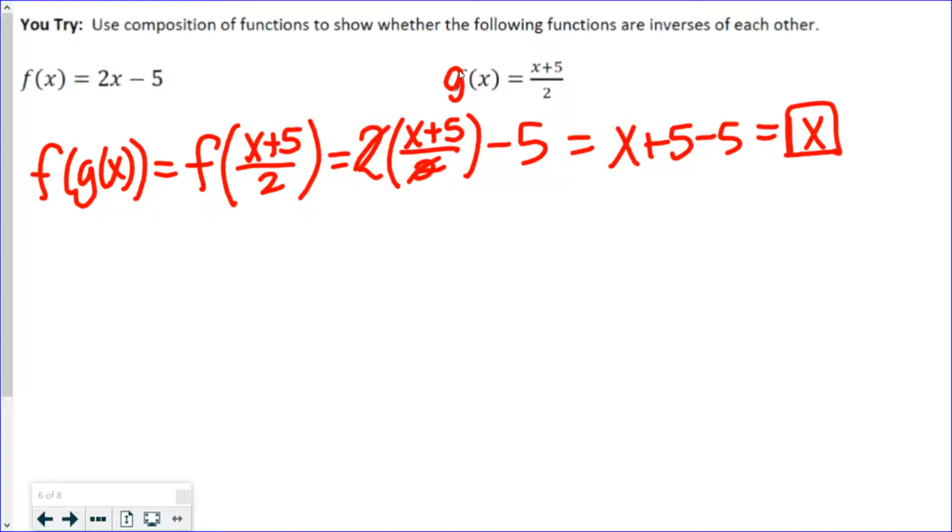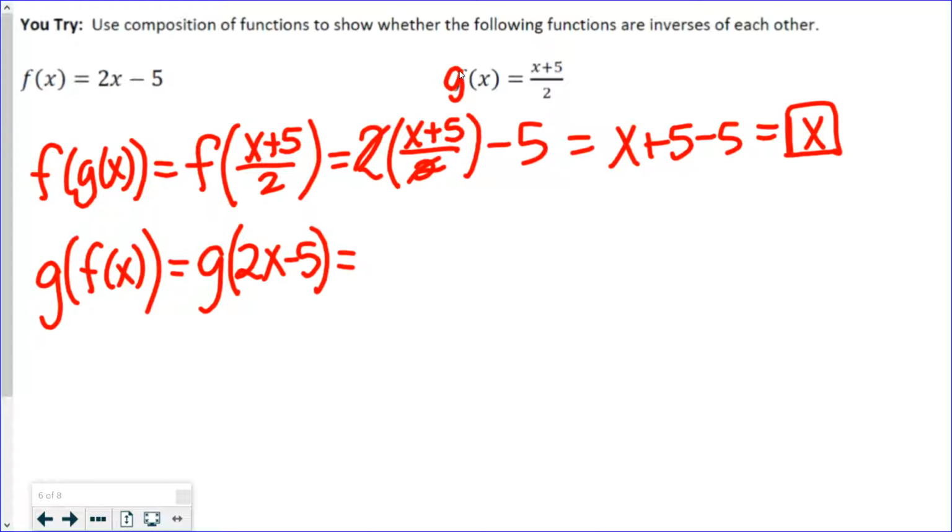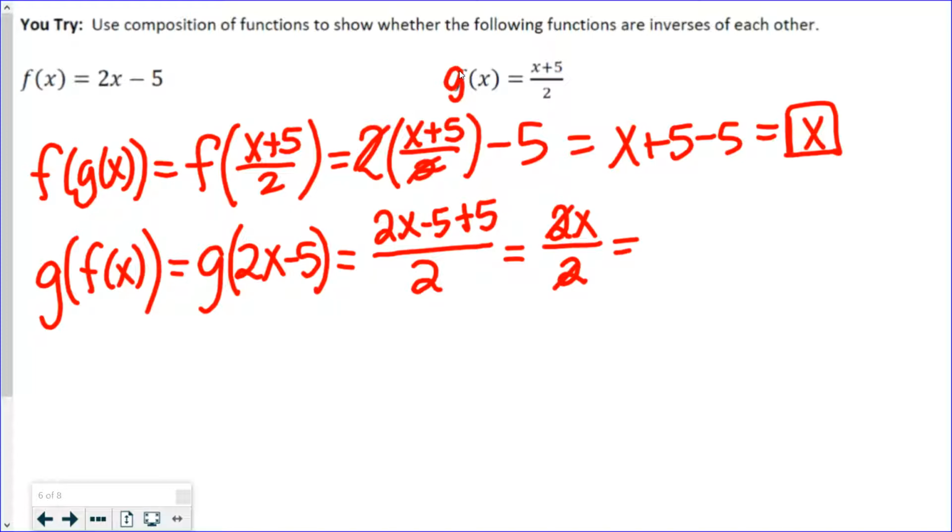Going in the other direction, I've got g of f of x. So that is g of 2x minus 5. So instead of having x plus 5 up here, I've got 2x minus 5, and then plus 5, all over 2. All right, minus 5 plus 5 cancels each other out, so I've got 2x divided by 2. Here the 2's cancel each other out, and I've got x. So since we've equaled x going both directions, these two are inverses of each other.